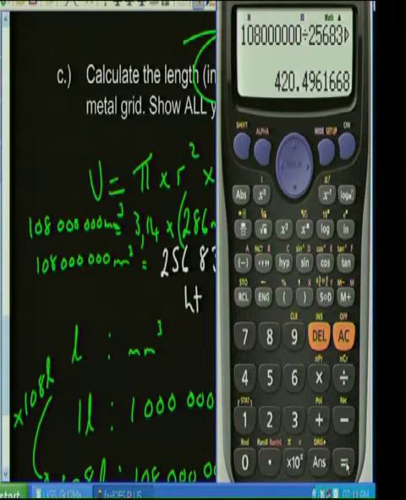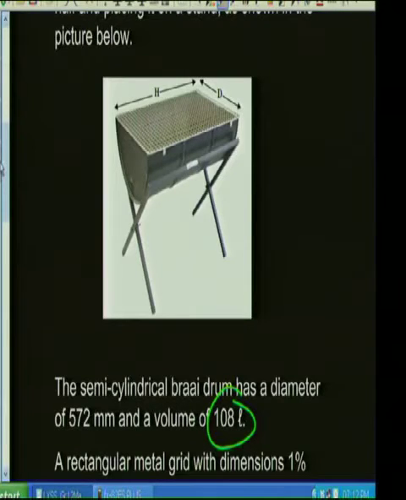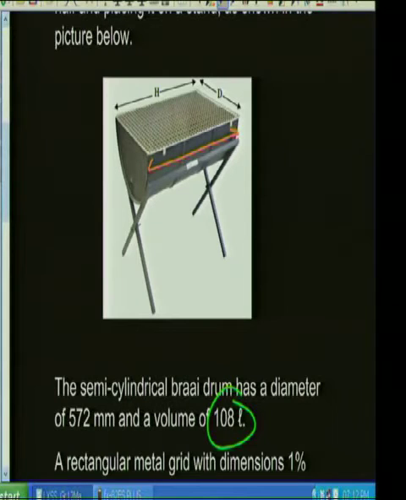So I've got 420. So my answer now is 420 millimeters. But folk, what have I calculated? I've calculated this drum, haven't I? Remember we did it on the other page? We've calculated the height of this drum. There's the drum. We've calculated that height. That height represents the length of my grid.